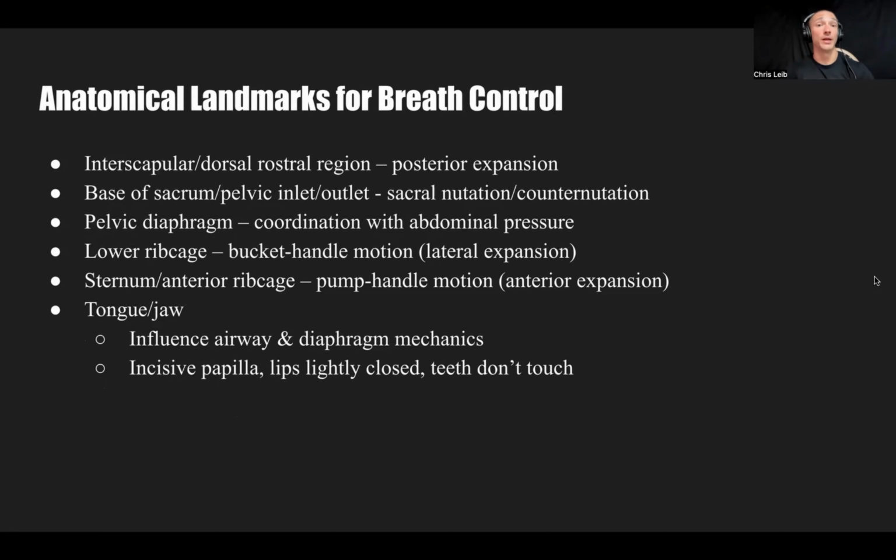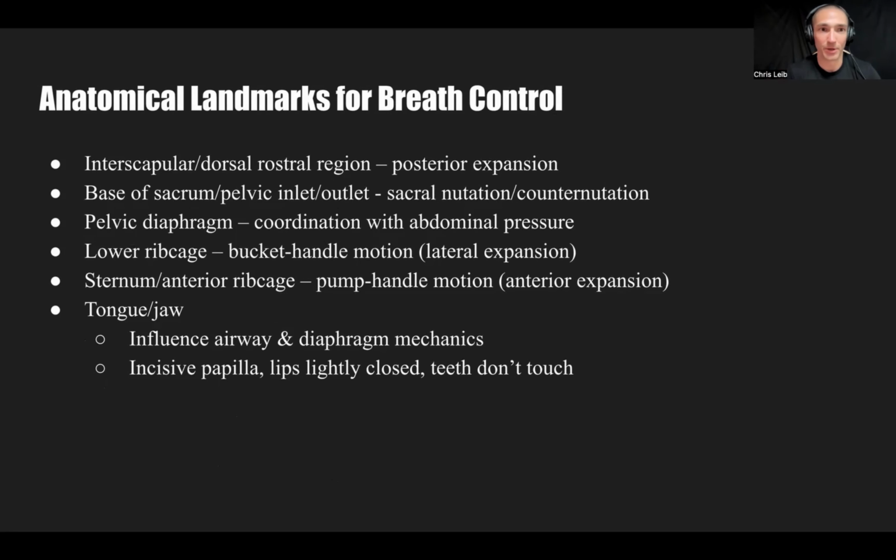Some anatomical landmarks for breath control, and this will tie into a discussion about joint mobility. Many discussions that we have about joint mobility, as we go joint by joint over the course of further presentations, are tied into the breath and how we can ride the breath and use that to enhance mobility. This would be areas like the interscapular region, the space between the shoulder blades.